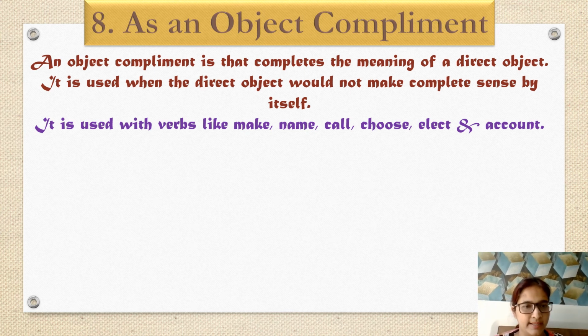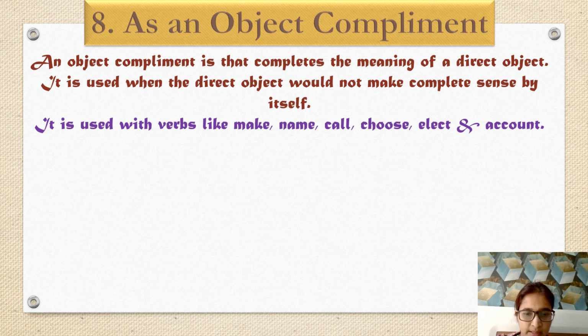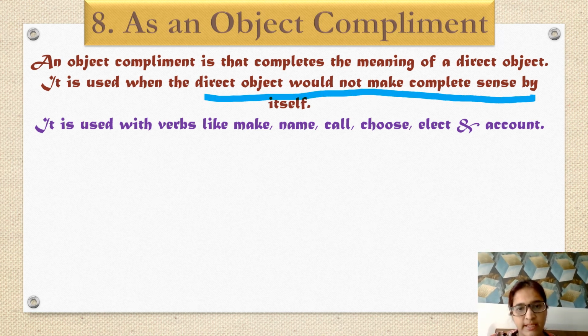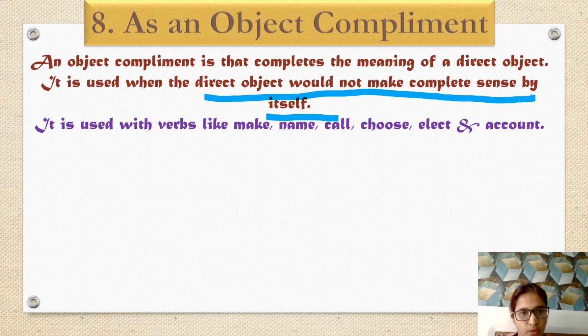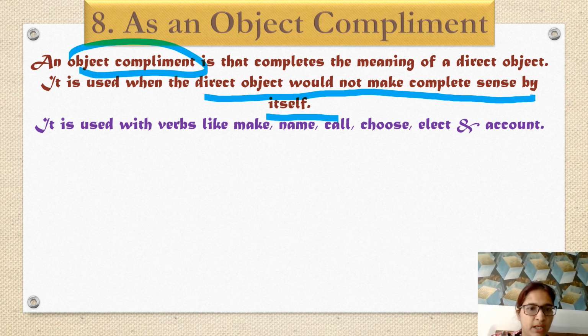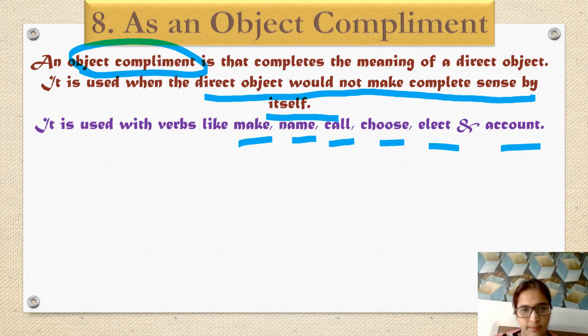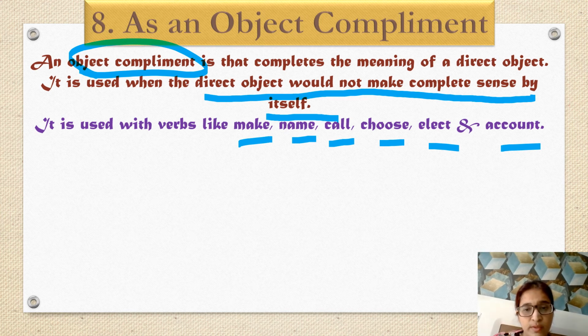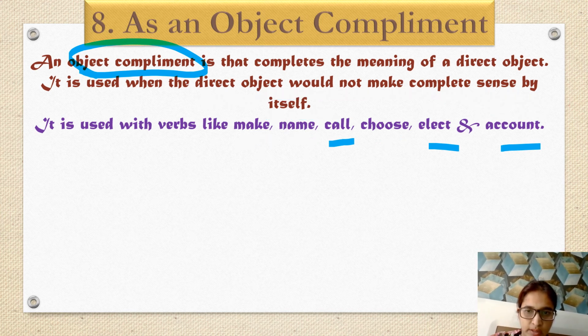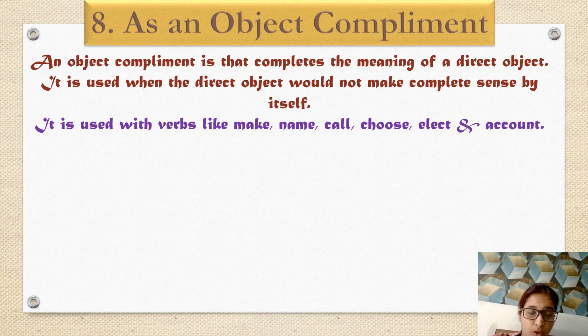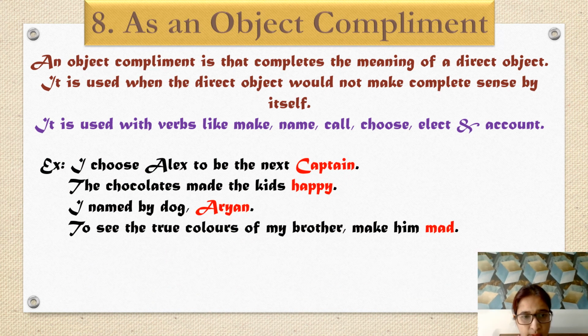We'll know again with the example. It is used when the direct object would not make complete sense by itself. Okay, then we use an object complement. It is used with verbs like make, name, call, choose, elect, and account. These are the different kinds of verbs where we can use the object complement. Let's see how it is.